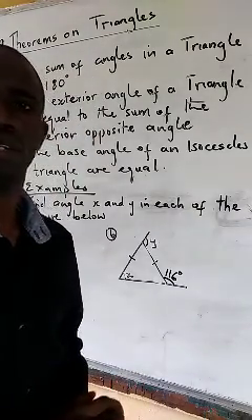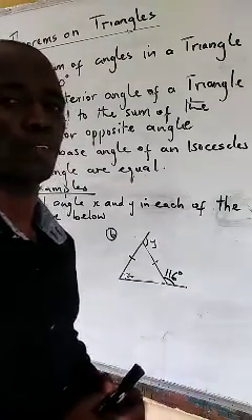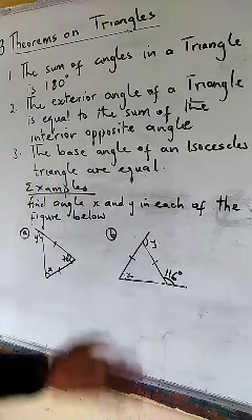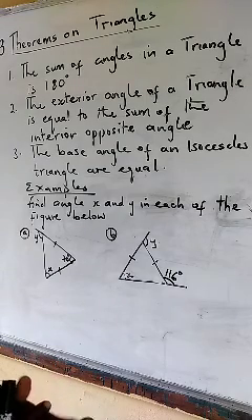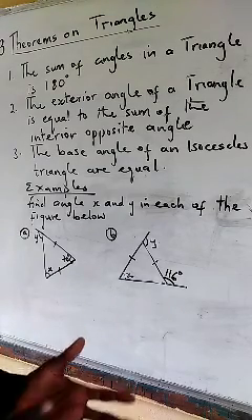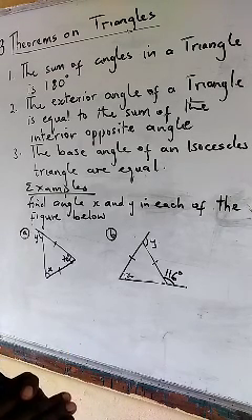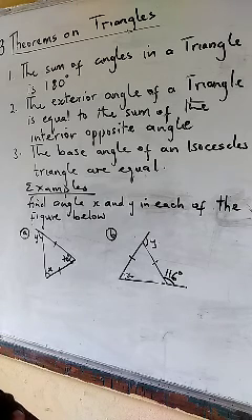Today, we are going to be looking at three theorems on triangles. The first theorem says that the sum of the angles in a triangle is 180 degrees. When you sum the three angles of any triangle together, you will get 180 degrees. The second theorem says that the exterior angle of a triangle is equal to the sum of the interior opposite angles. That is theorem number 2.